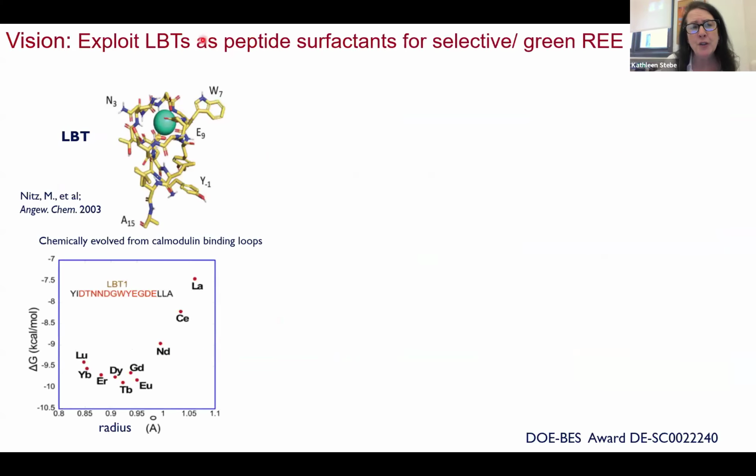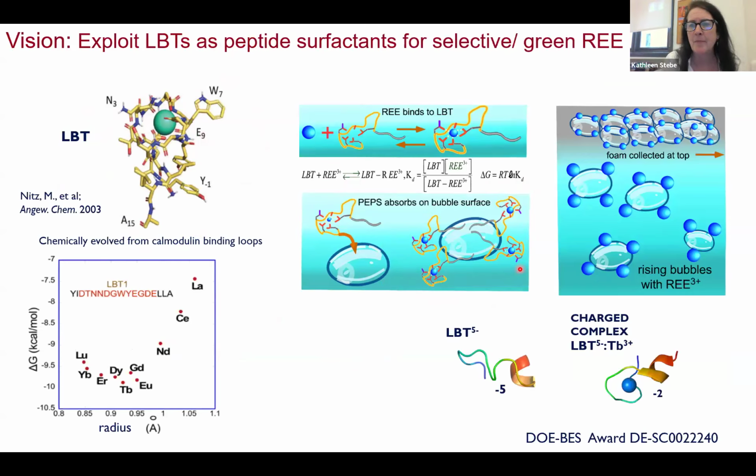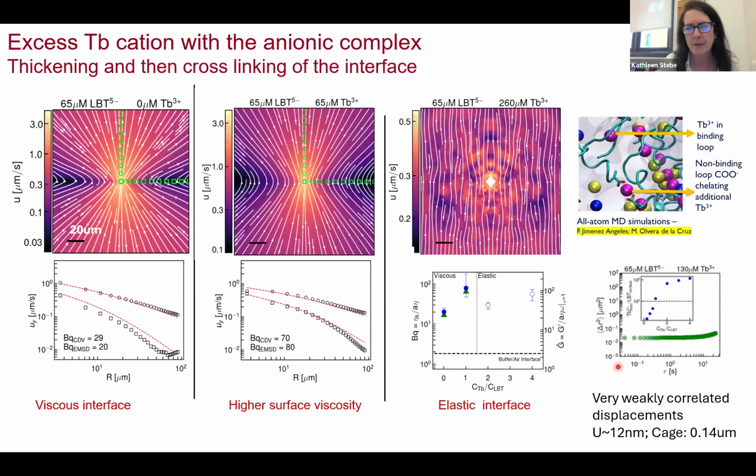We've done that for some functional surfactants, which we call lanthanide binding tags, which we're using to bind selectively to rare earth elements for a green recovery scheme where we can absorb these surfactants with the captured ions on interfaces and capture them in bubbles and separate them by a green process. But we can look at, for example, LBTs, these special surfactants that can bind to our rare earth cations to make charged complexes or uncharged complexes.